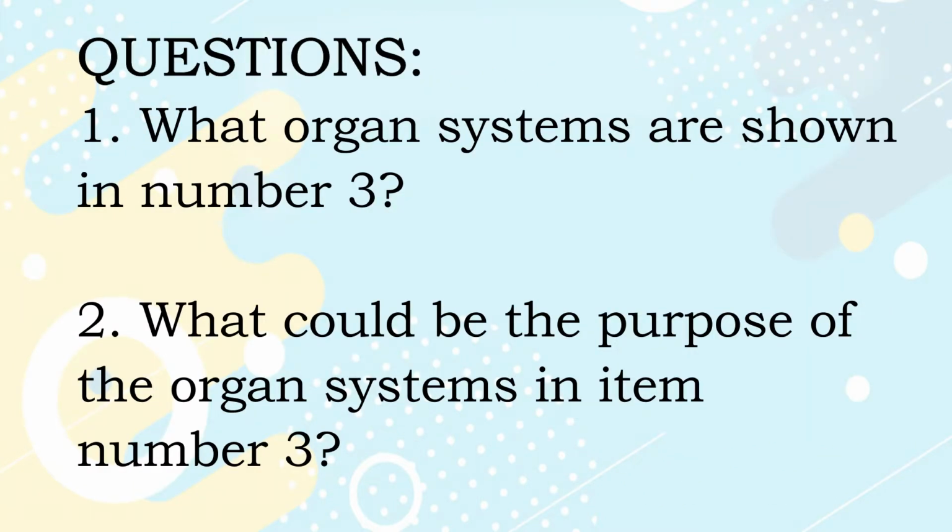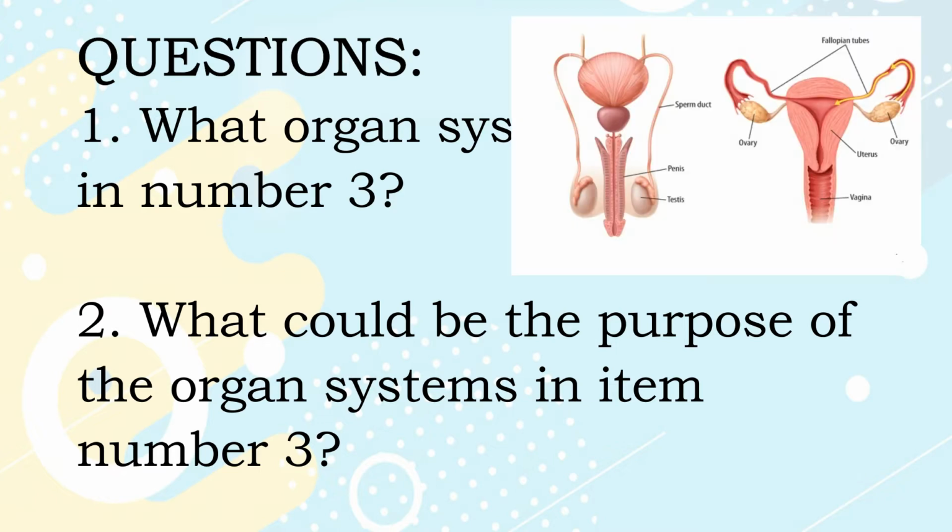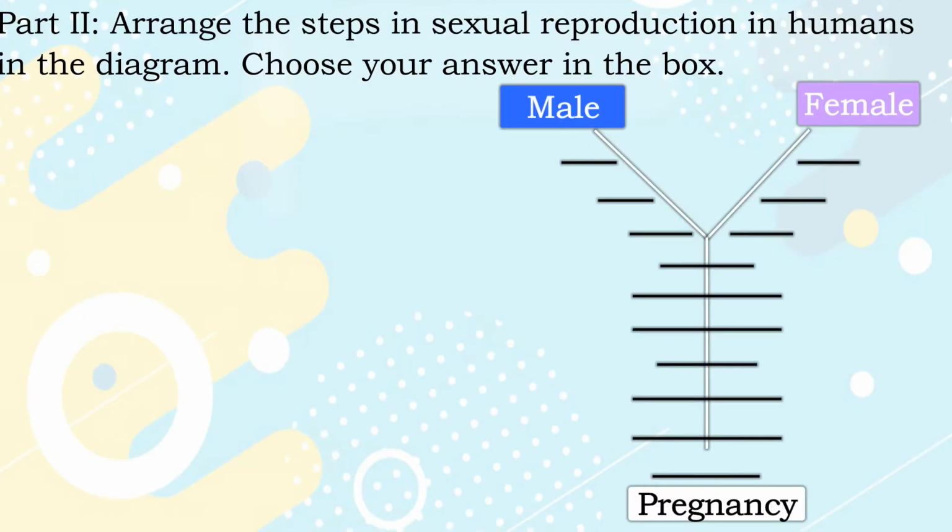There are 2 questions to answer. Number 1, what organ systems are shown in number 3? Let's go back to item number 3. So we have the female reproductive organ and male reproductive organ. And second question, what could be the purpose of the organ systems in item number 3? So, alam na natin lahat ng sagot dito. It is for reproduction.